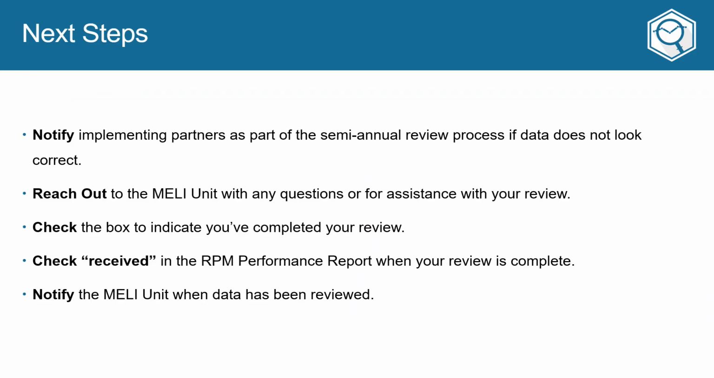That's it, your review is complete. So then, what happens next? If there are any missing data or concerns the numbers don't quite make sense, then you'll need to notify the implementing partner as part of the semi-annual review process. If the implementer needs to correct any issues and resubmit the report, you can click the Withdraw button to send the RPM performance report back to draft status so they can make edits and resubmit. I'll show you how to do this in just a minute.